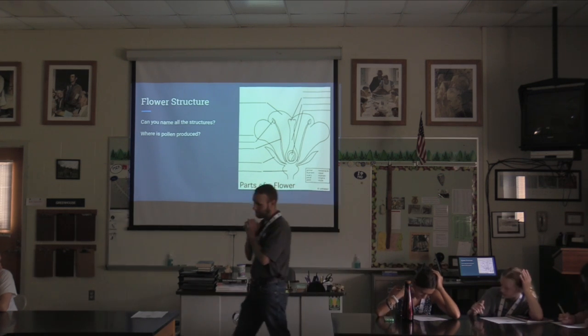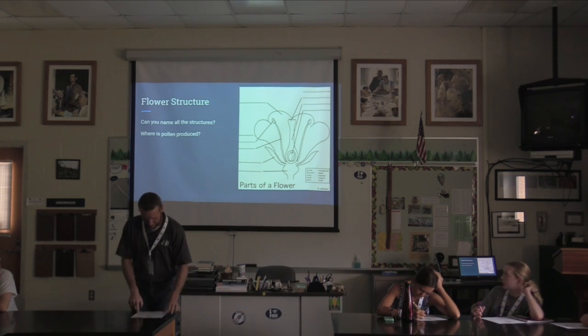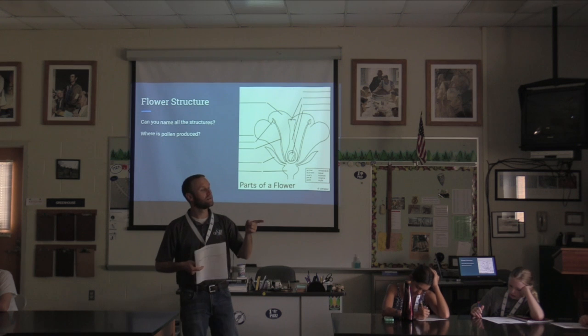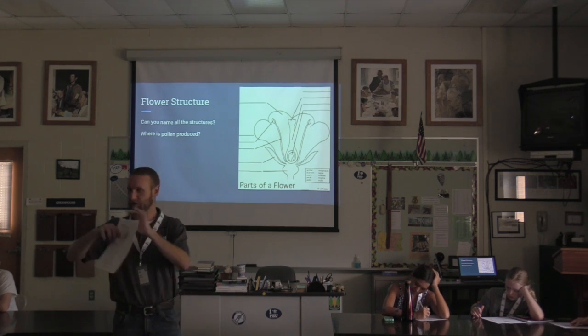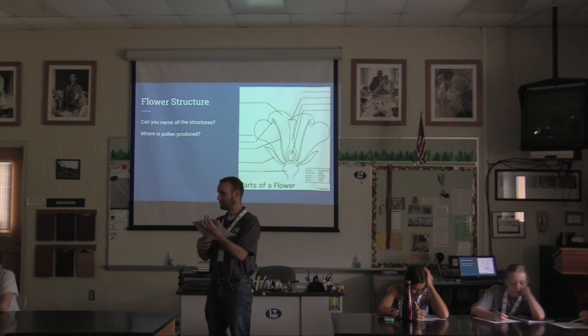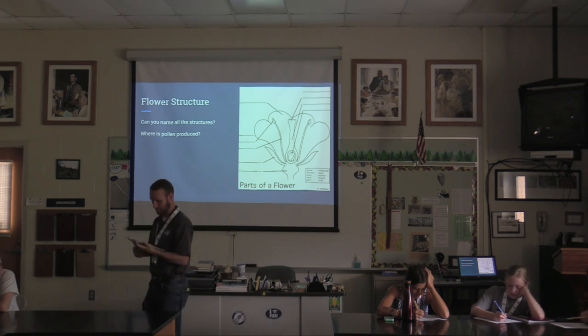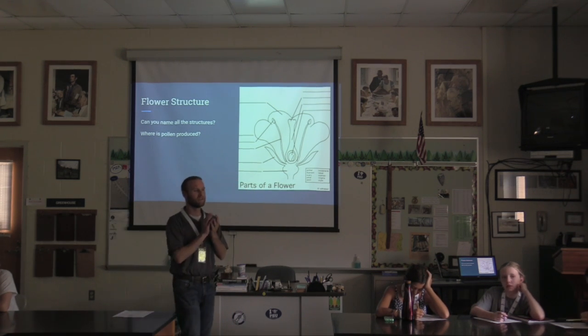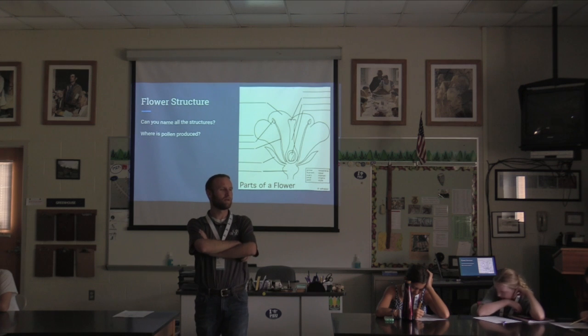So, the outer part is what we call the petal. If you're looking at this, it's going to be the top one, right under where it says parts of the flower shown. That is going to be the petal. Now let me ask you this. What's the purpose of a flower petal?